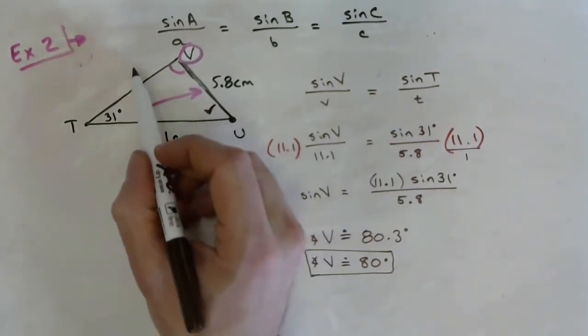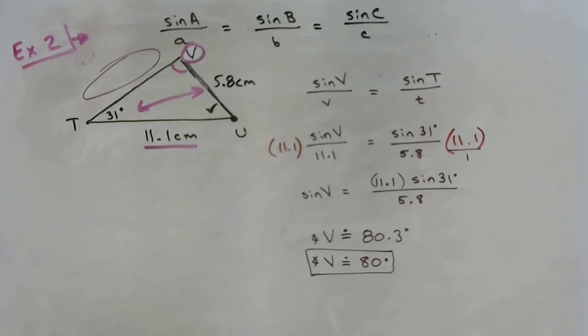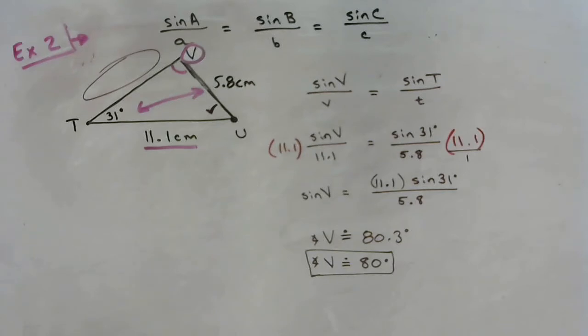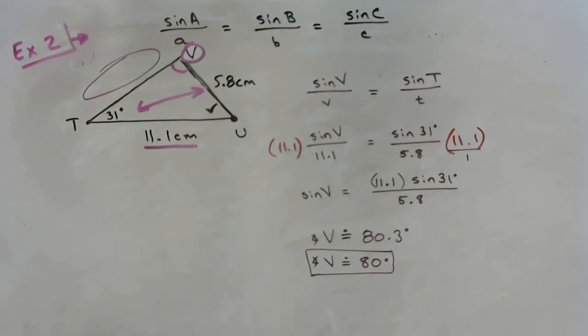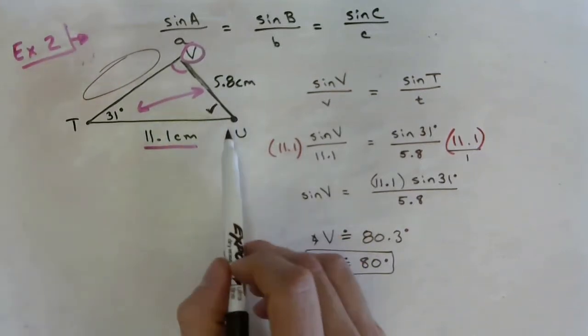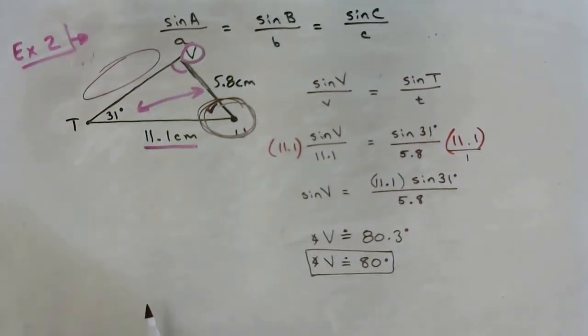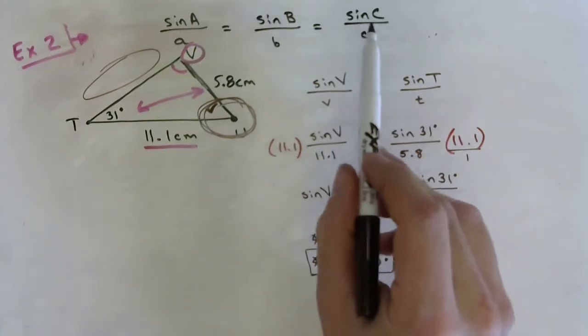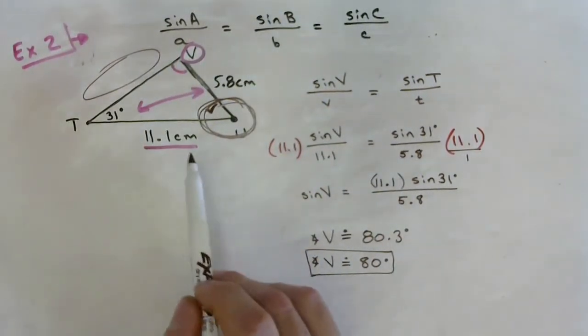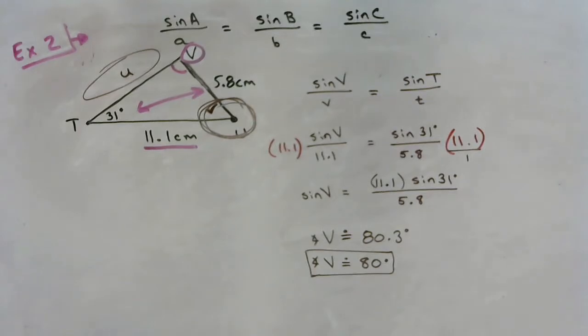Now, how would I get this side length? I forgot. Can I use Pythagorean theorem? No. Why not? Oh, it's not a right angle triangle. Can I use primary trig ratios? SOHCAHTOA? No. Why not? Not a right angle triangle. Can I use sine law? Yeah. Of course. I have opposite information, and I just found the angle. So I'd be flipping this around, inverting my sine law, in order to solve for side length u. Okay?